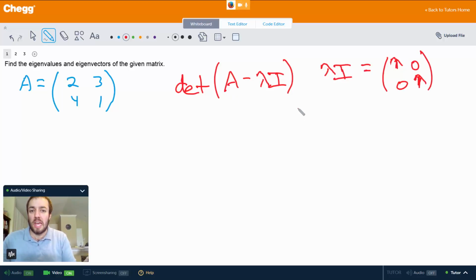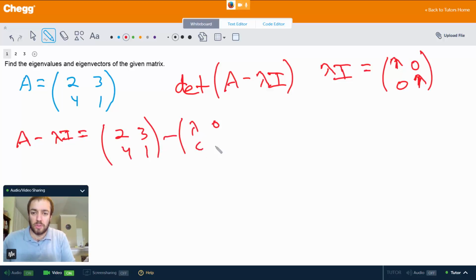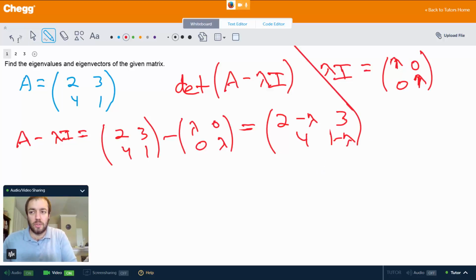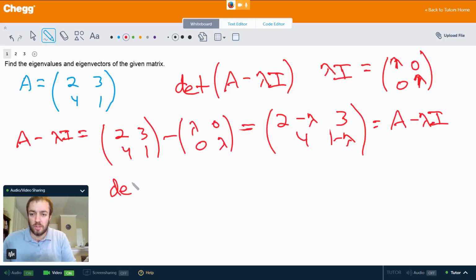All right, so what's A minus lambda I? For our case, A minus lambda I is 2, 3, 4, 1 minus lambda, 0, 0, lambda, which becomes 2 minus lambda, and then 3 minus 0 is 3, 4 minus 0 is 4, and 1 minus lambda. So we want to consider the determinant of this matrix. Again, this is the matrix A minus lambda I, and we want the determinant of this. So what's the determinant?